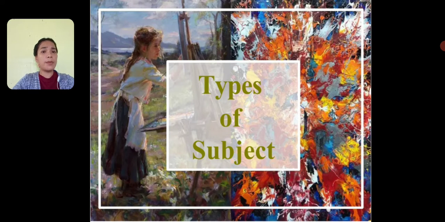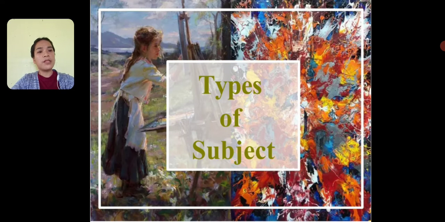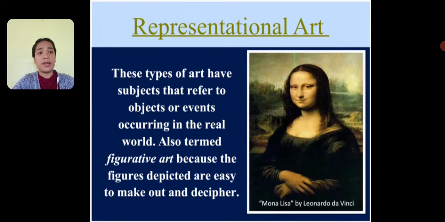Let's move on to the types of the subject. So what is the type of subject? The types of the subject are representational art and non-representational art. Let's have representational art.